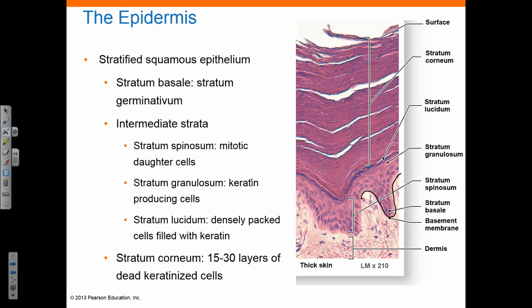Above the basement membrane, we're going to have the layer of cells known as the stratum basale. This projection that we see going into the dermal layer is known as an epidermal ridge. The purpose of these epidermal ridges is to increase the amount of surface area between the dermis and the epidermis. This is important because the epidermis is avascular.